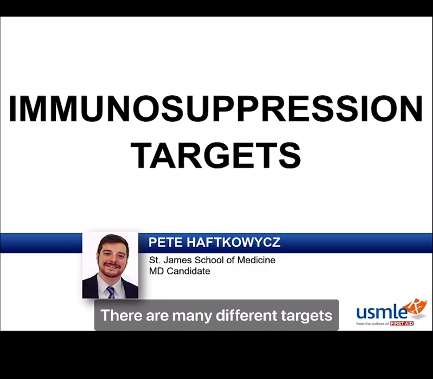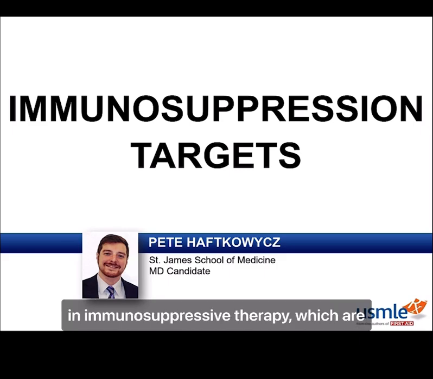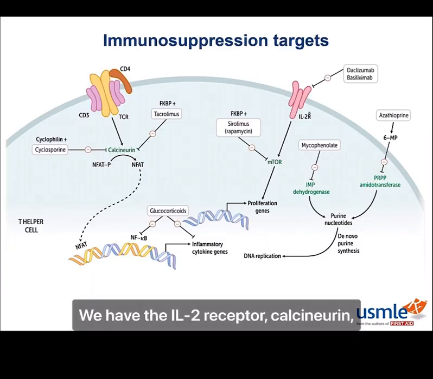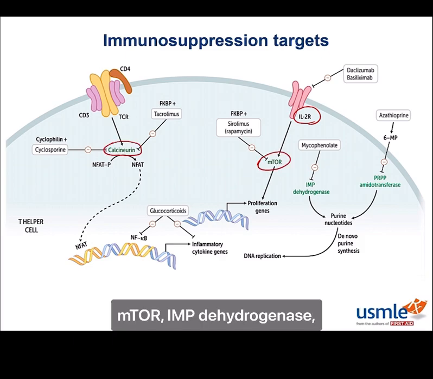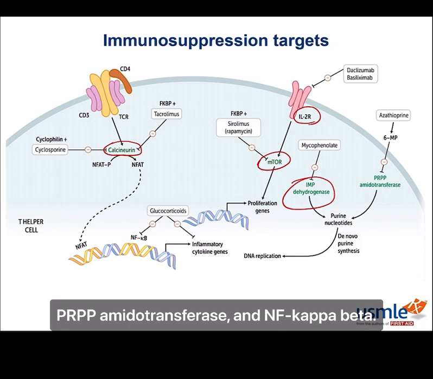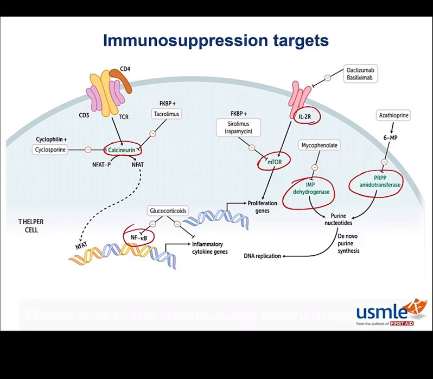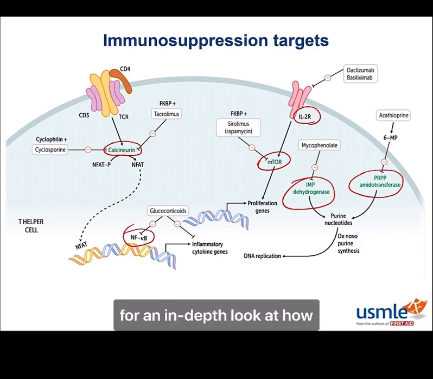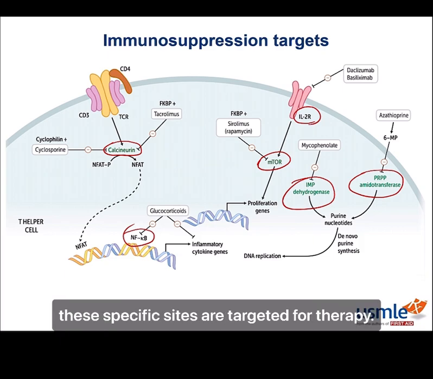There are many different targets in immunosuppressive therapy, which are all discussed in a separate lecture. But in this lecture, we're just going to point out all the different targets that we have to work with. We have the IL-2 receptor, calcineurin, mTOR, IMP dehydrogenase, PRPP aminotransferase, and NF-kappa B. Please refer to the immunosuppressant drugs lecture for an in-depth look at how these specific sites are targeted for therapy.